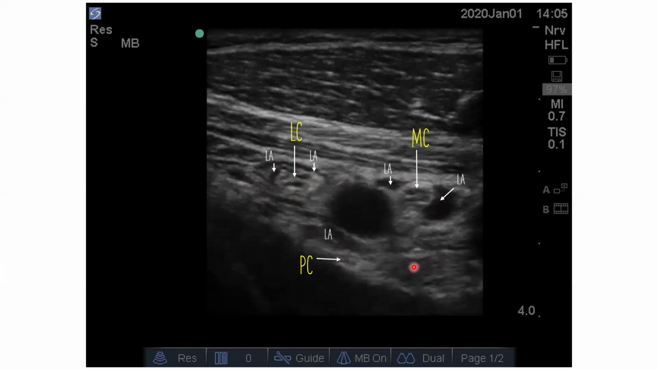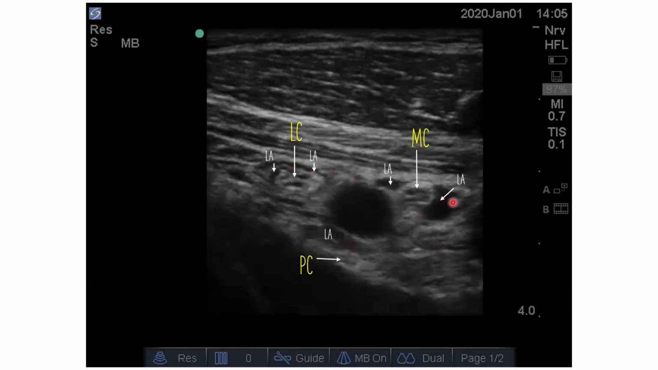So this is the most optimal image of the infraclavicular, where you don't find a drug going into those areas which are not required, or the wasted drug, you can say. So this is the optimal volume of local anesthetic.